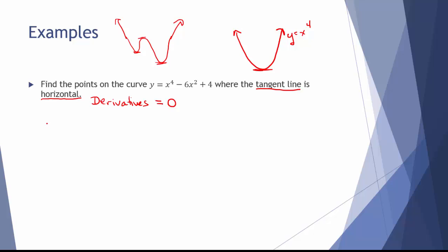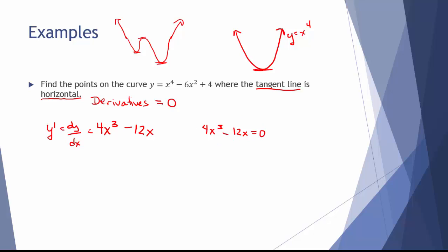So first, I take the derivative. I'll call this one y prime. You could also just as easily call it dy dx. Either one's great. The derivative of x to the fourth is going to be 4x cubed minus 12x plus, and then the derivative of 4 is going to be 0. So this is the derivative of this function, and I need to set this derivative equal to 0. So we have 4x cubed minus 12x equals 0.